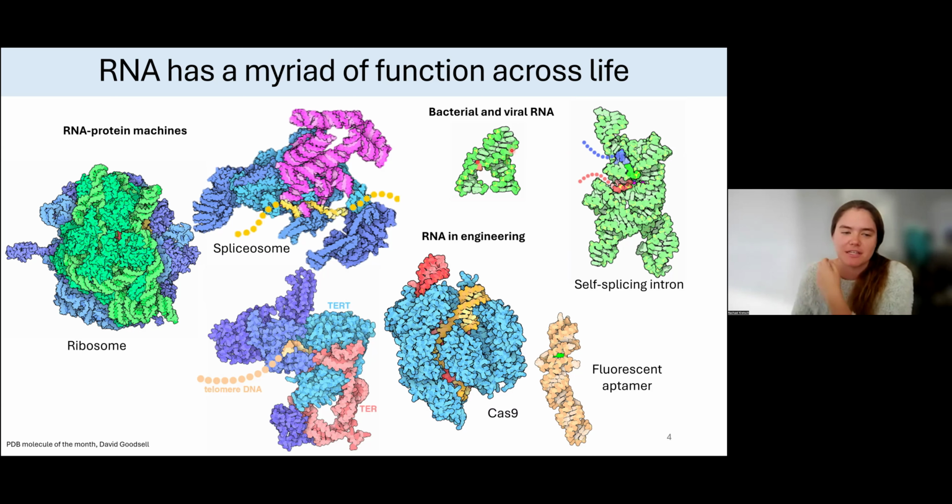So this is just a representative example of molecules that David Goodsell decided to highlight in his PDB Molecule of the Month. You can see functions everywhere from translation to very important engineering molecules, to how viruses work and how bacteria are able to recognize metabolites and how many metabolites they have in their cells.